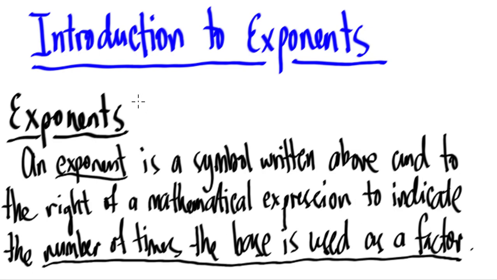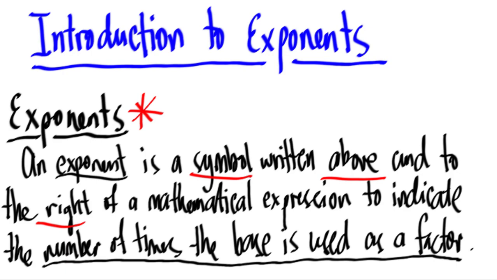We're going to start with the topic of exponents specifically, and we define an exponent. It is a symbol written above and to the right, or shall we say a superscript, of a number. Again, an exponent is a symbol written above and to the right of a mathematical expression to indicate the number of times the base is used as a factor, or in other words, how many times the base, or that number, is being multiplied by itself.